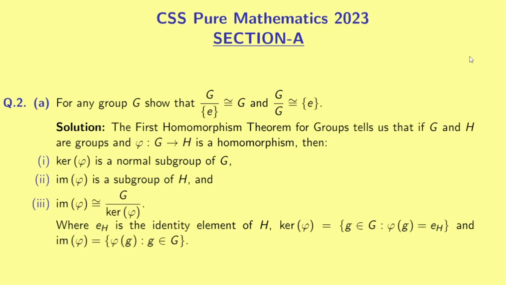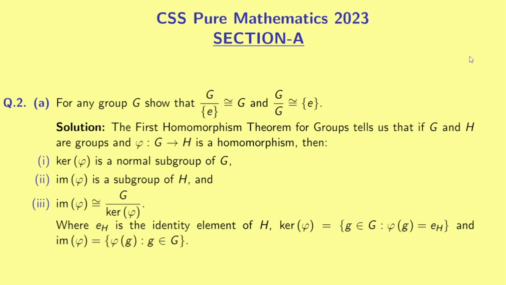So this theorem tells us that if we have two groups, G and H, and a homomorphism phi from G into H, then the kernel of this homomorphism is a normal subgroup of G. The image of this homomorphism is a subgroup of H, and the image of phi is isomorphic to the quotient group G by the kernel of phi.